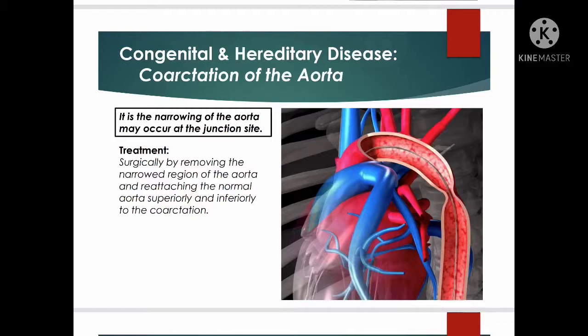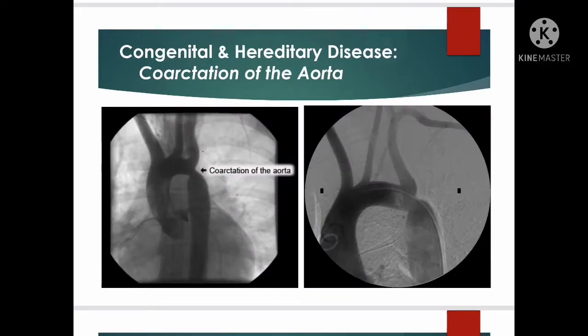The treatment for coarctation of the aorta is surgical, by removing the narrowed region of the aorta and reattaching the normal aorta superiorly and inferiorly to the coarctation. Two bulges of aorta are radiographically demonstrated beside the stenosis. Rib notching can also occur. It is well-defined bone erosions along the lower rib margins as a result of the enlargement of anastomotic vessels.